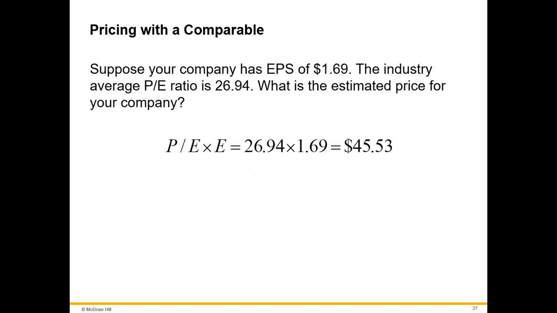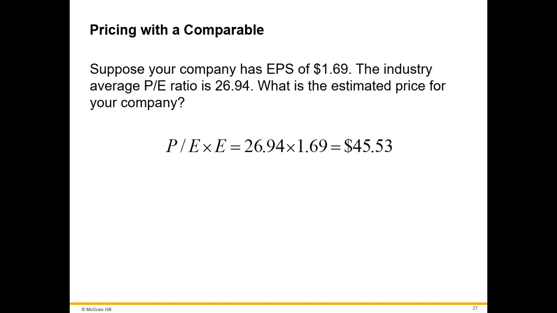Now, how can we price with this comparable? Suppose your company has earnings per share of $1.69. The industry average price earnings ratio is 26.94. What is the estimated price for your company stock?